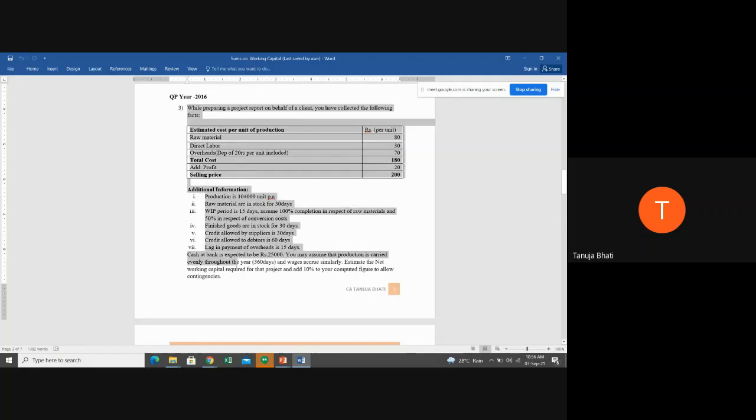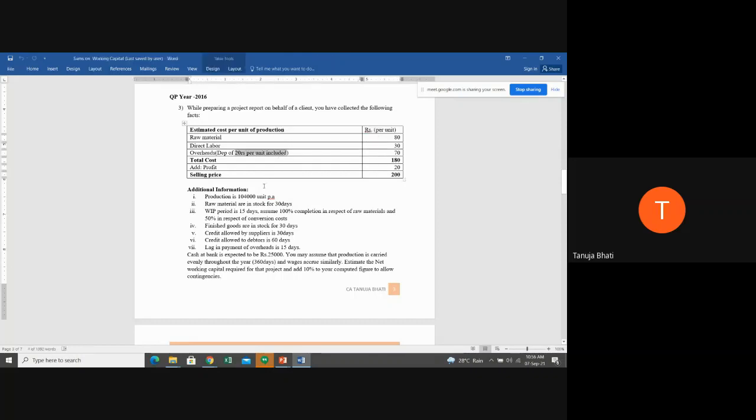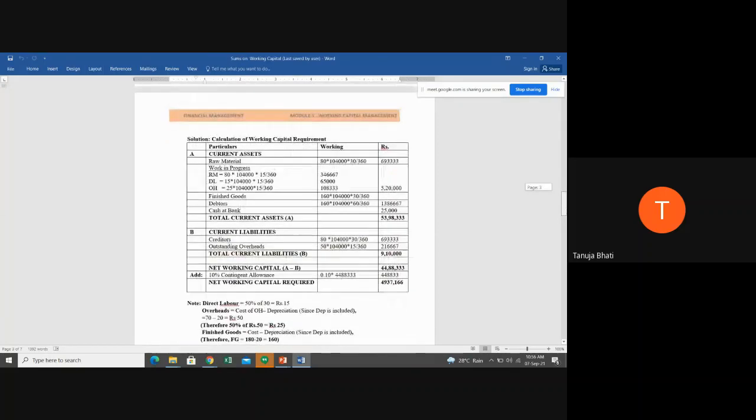So this is the problem. It is same as problem number one, but only your depreciation, which is included when taking the overheads, you have to minus the depreciation. That is the only difference. So let us solve it. You know the format is current assets minus current liabilities add contingency.